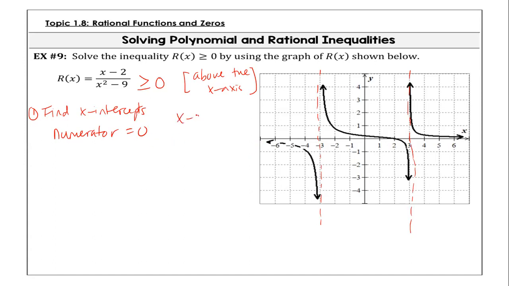That means I'm going to take x minus 2 and set it equal to 0. And what do I get? x equals 2. Does that make sense when I look at the graph? Yes. Step 2 is to find asymptotes, vertical asymptotes.